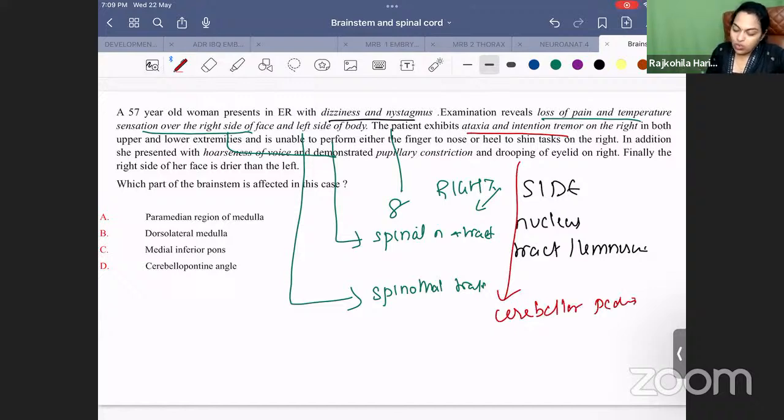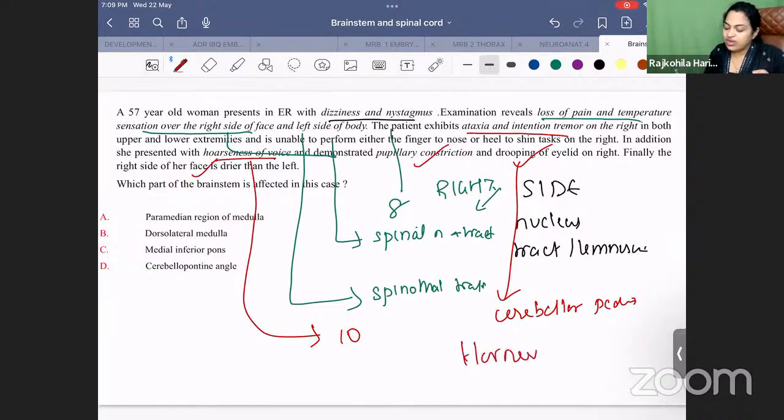Okay. The next clue, hoarseness of voice, related to the 10th nerve. Yes. And this one, pupillary constriction, drooping, face becoming drier. It's all Horner syndrome, pointing towards the sympathetic fibers in the reticular formation. So what do you want to conclude? Yes? So which part of the brainstem is it? You see 8, 10, spinothalamic, it's going to be medulla.